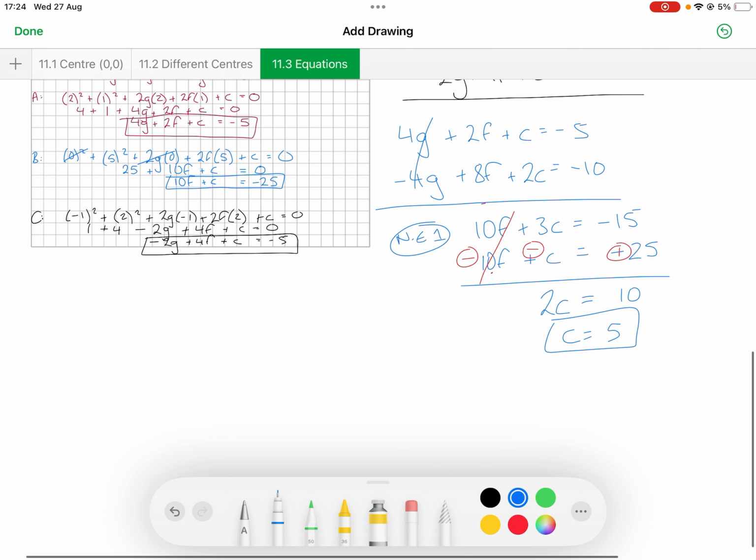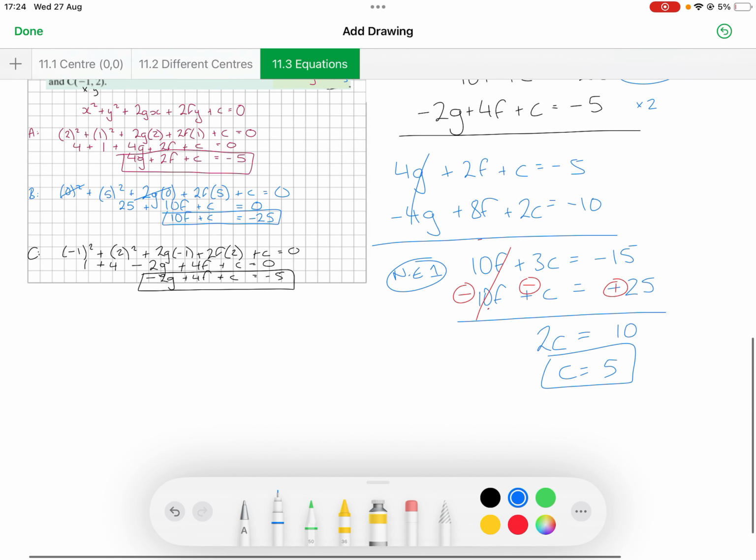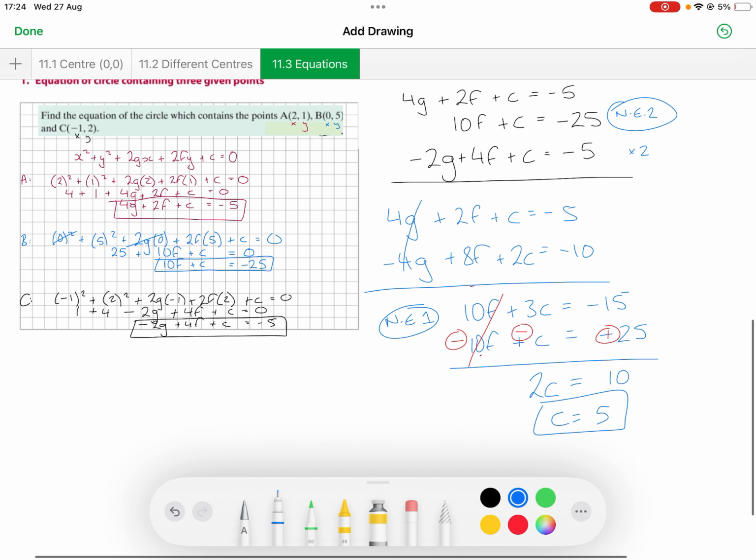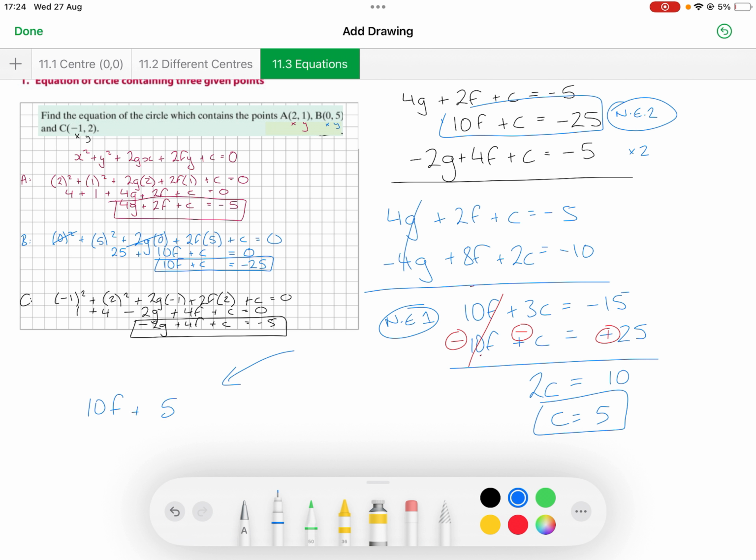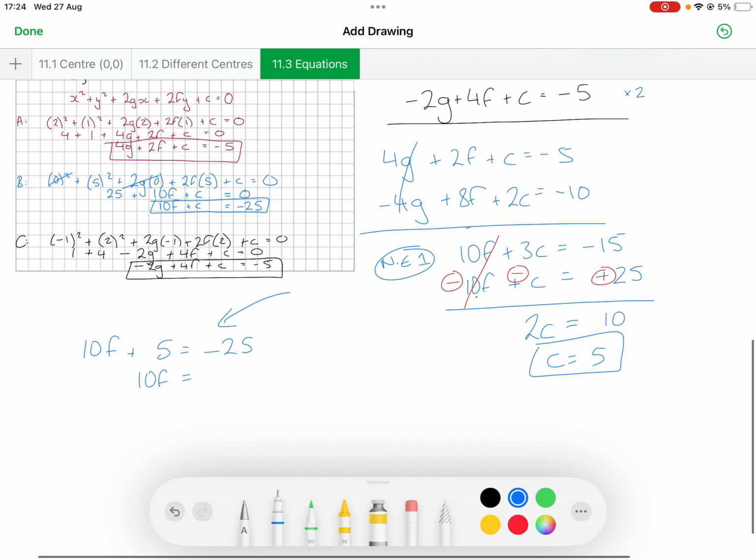And then if we go ahead and again just work backwards, so if I sub it into this one here, I'll be able to find f. So sorry, I'm just going to move it over here. So 10f plus, instead of c is 5, is equal to minus 25. Bring that 5 across, it becomes minus, so minus 25 take away 5 is minus 30. Divide both sides by 10, and you get that f is equal to minus 30 divided by 10 is minus 3.